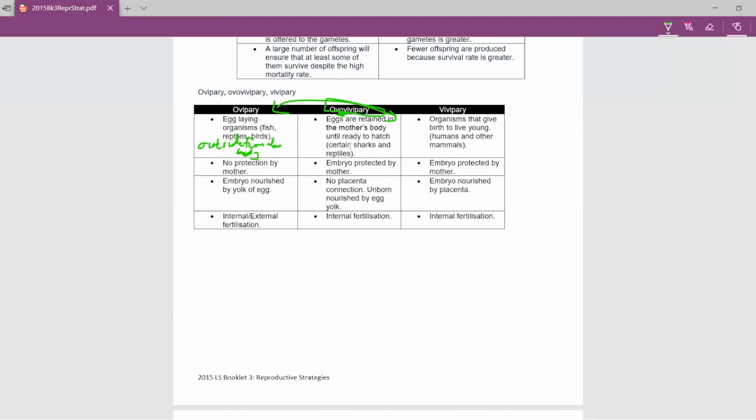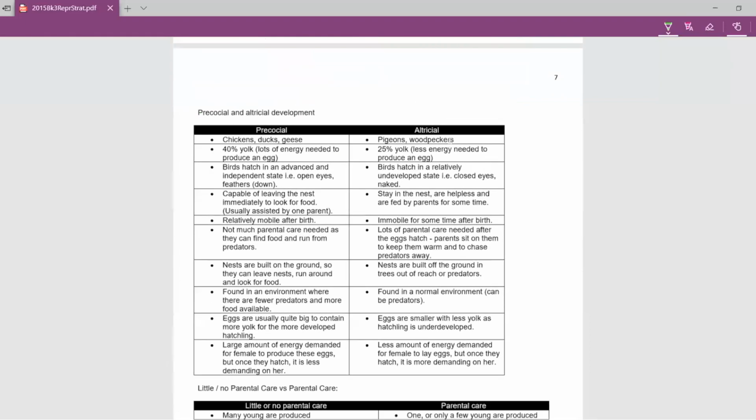It's a certain species of sharks, such as the basking shark, and many reptiles. Here, the embryo is protected by the mother. The major difference is there's no placenta connection. There'll still be yolk, right, in the so-called egg, and it's only internal fertilization. So that is the other reproductive strategies.